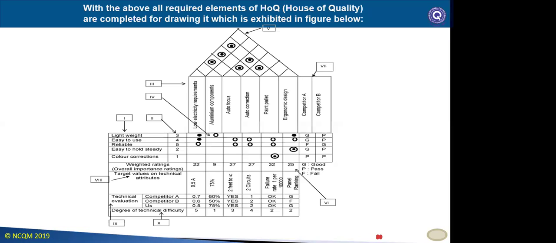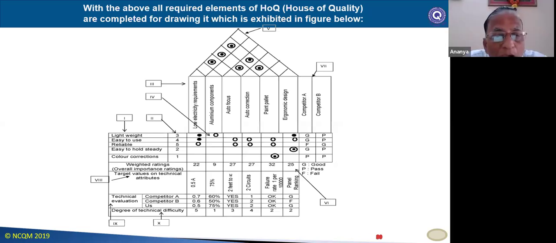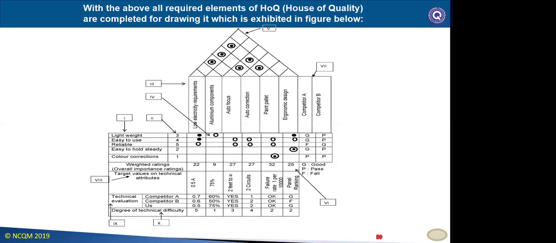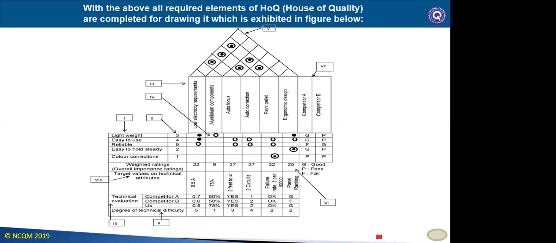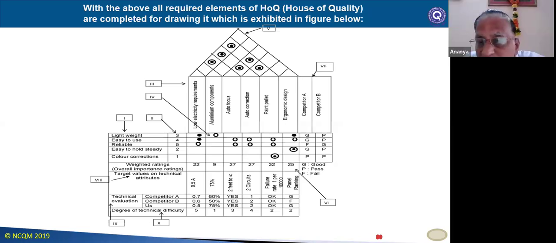So you get 22, 9, 27, 27, 32 and 25. The highest weightage is coming to column 4, that is paint weight, 32. That gives us an indication that it is the most important thing to be focused on.